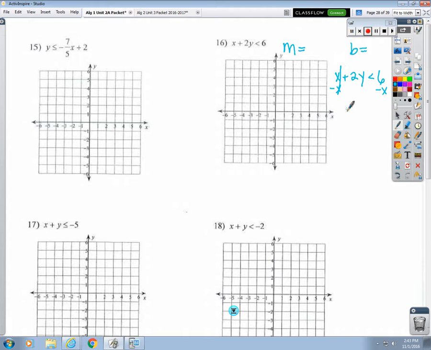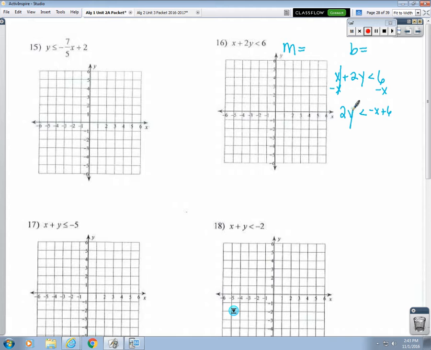Right? So now we have 2y is less than 6 minus x. But since I want it to be mx plus b, couldn't I go ahead and reverse that to negative x plus 6? Now what do I do? Divide by 2. Hold on. Y is less than, isn't that an understood 1 right here? So isn't that like negative 1 half x? And then what's your b simplified to? 3. So my slope is negative 1 over 2.